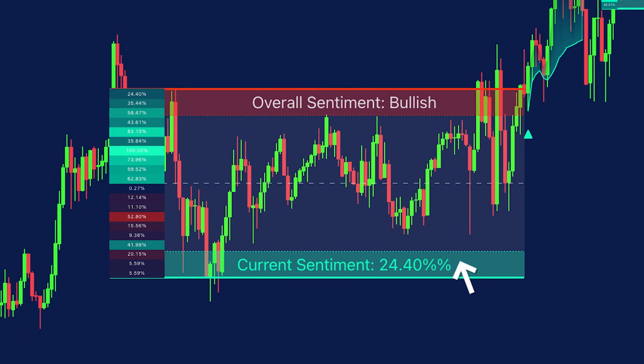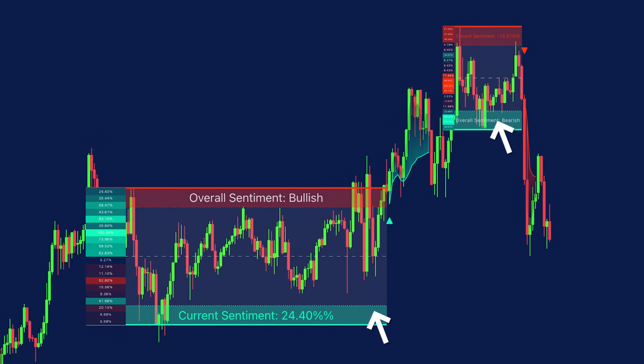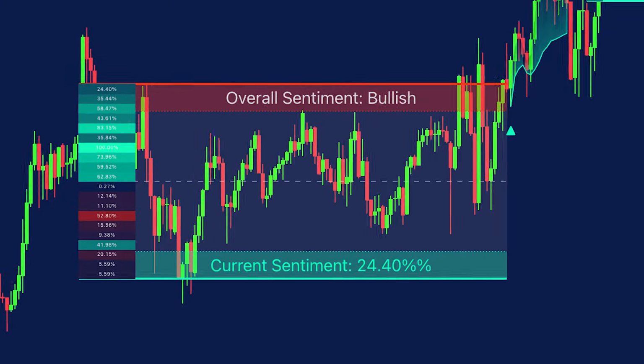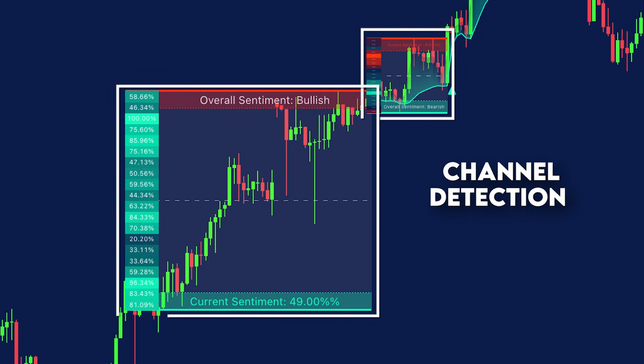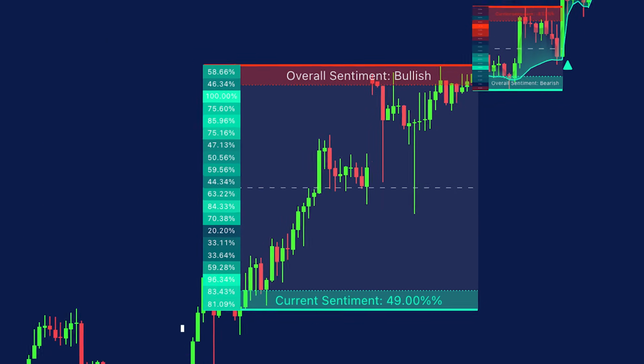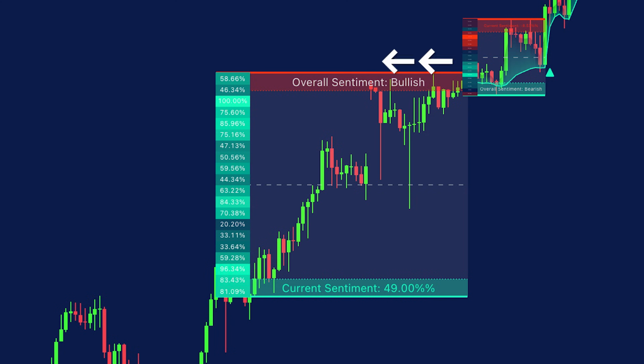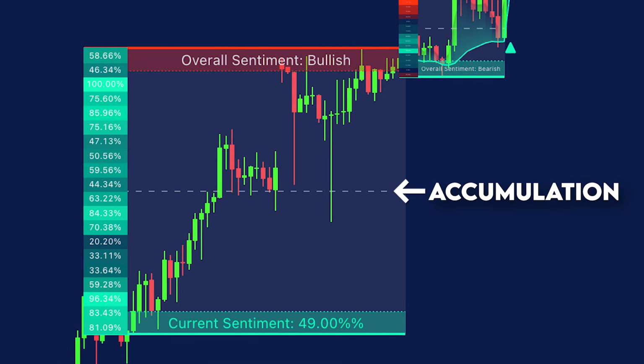Now, this isn't your typical breakout indicator that just draws boxes and hopes they break. This is much better. It builds on two layers of logic that work together. First is channel detection, a volatility-based algorithm that locates price compression areas using normalized highs and lows over your look-back period. These boxes mark accumulation or distribution ranges.